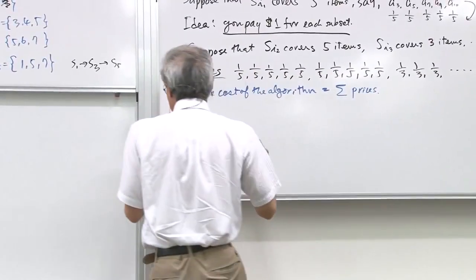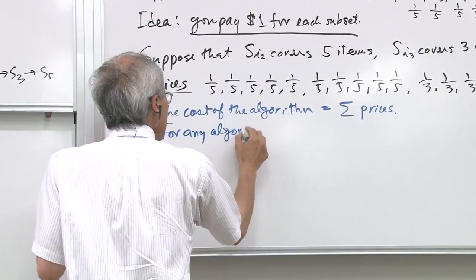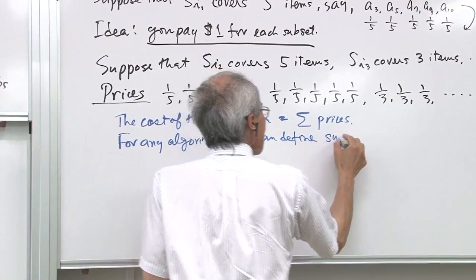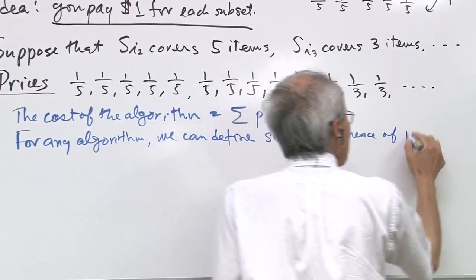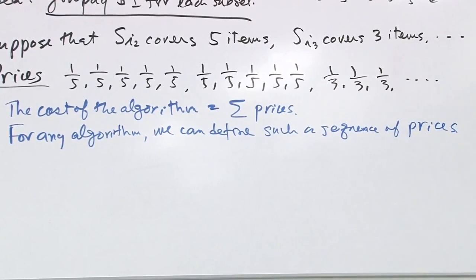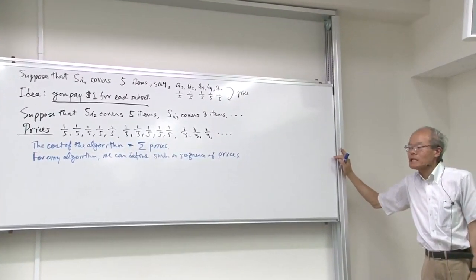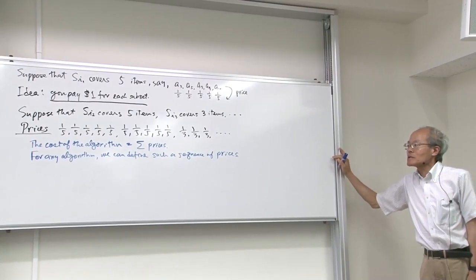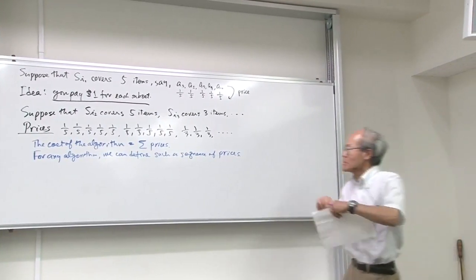Also, this is a price sequence of greedy. But not only for greedy, for any algorithm, we can define such a sequence of prices. What is such a sequence? Such a sequence means the prices are not decreasing. This is important.